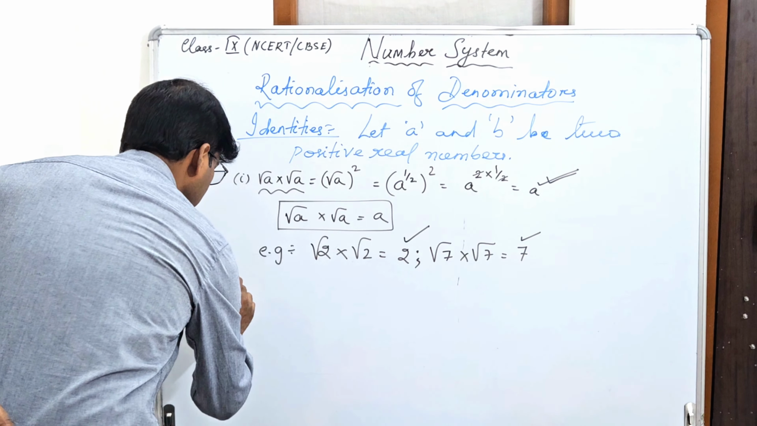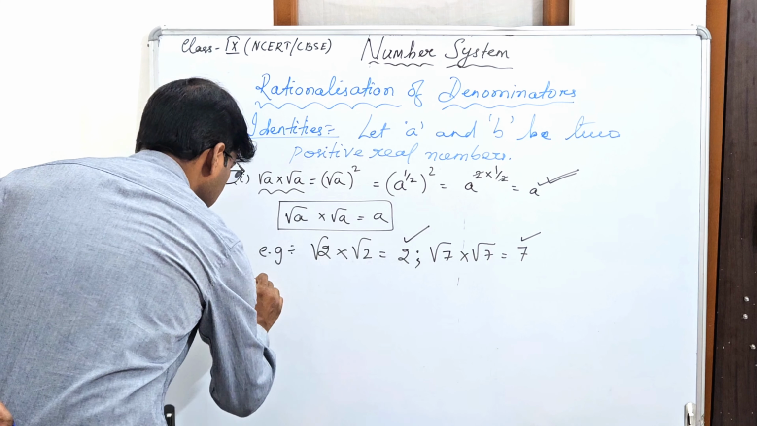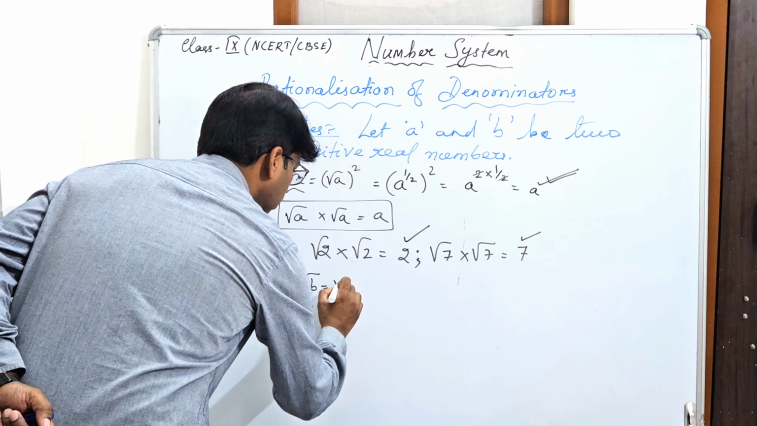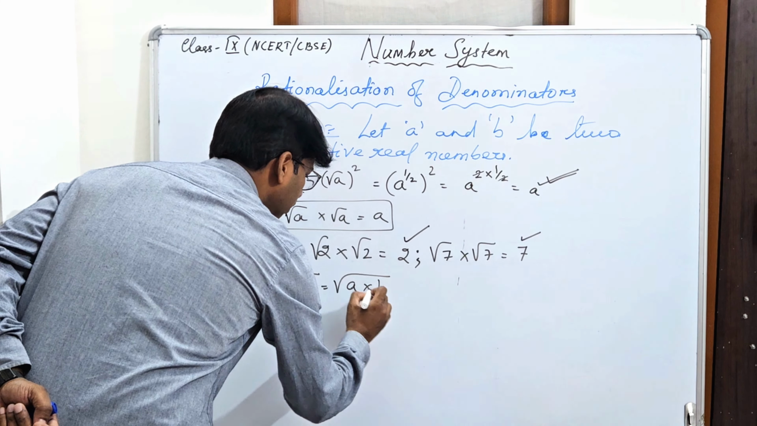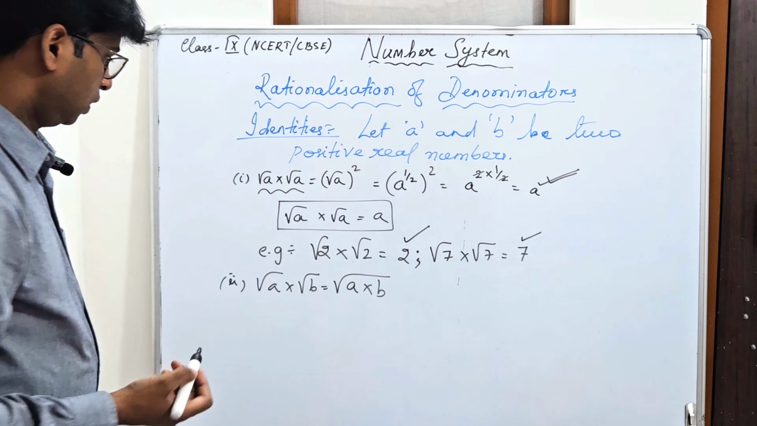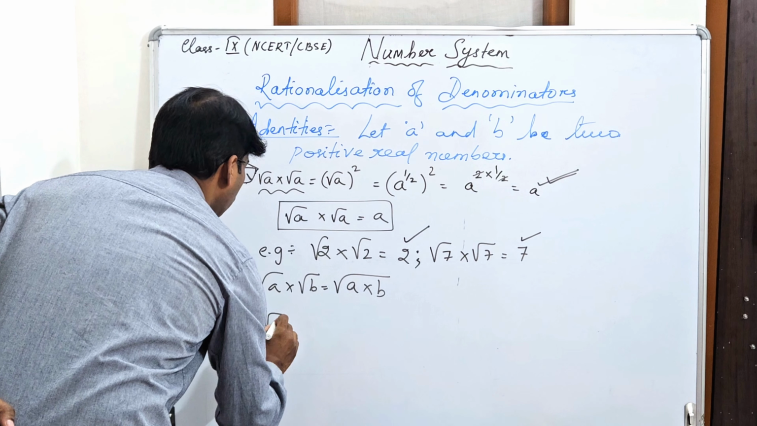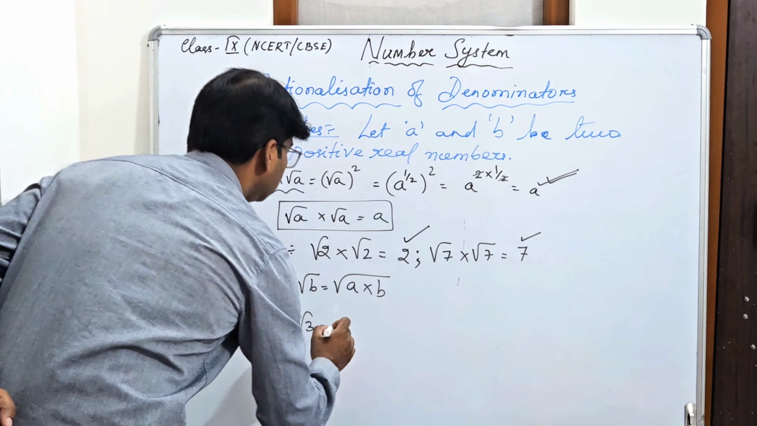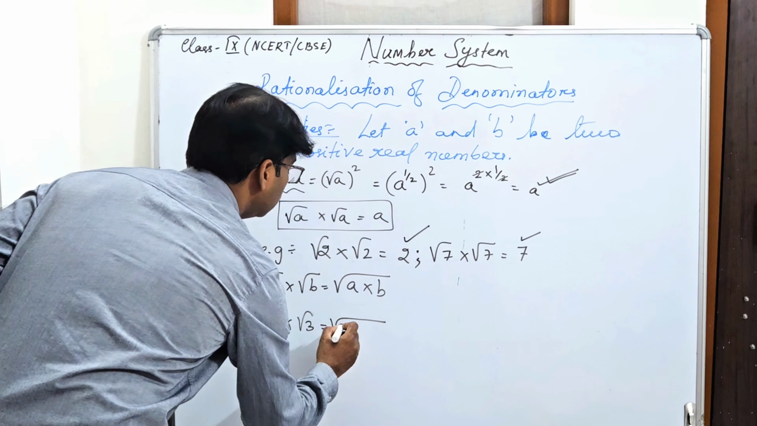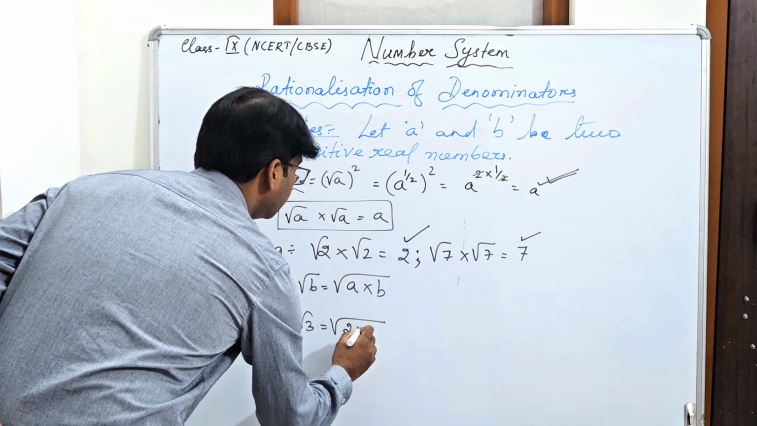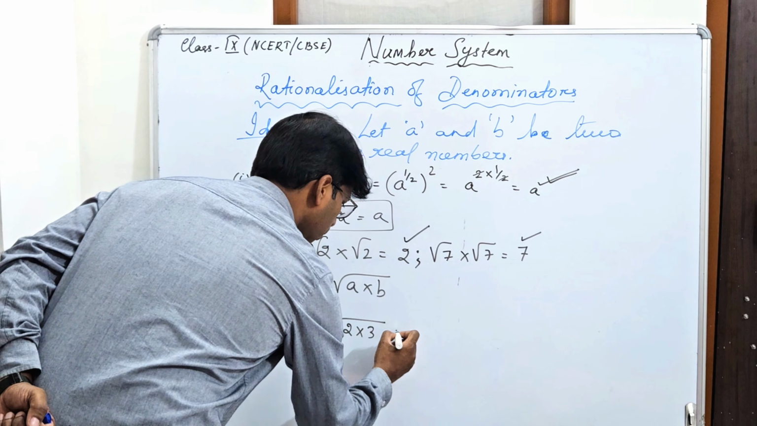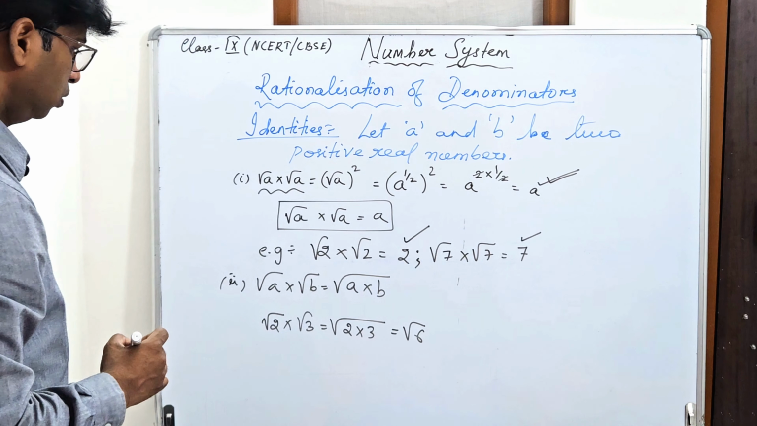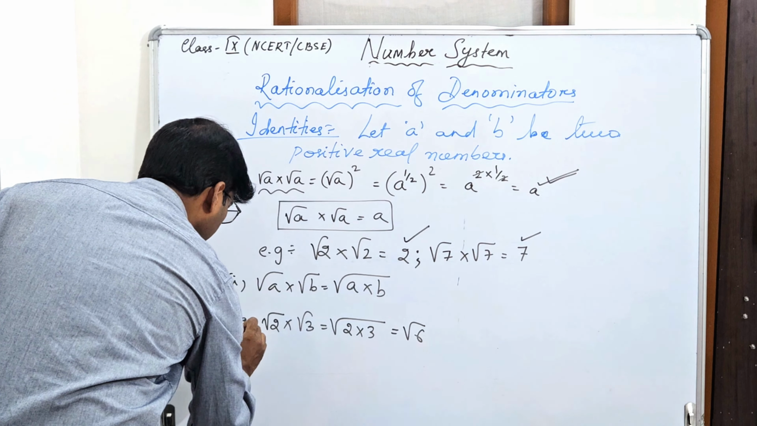The second one is root a into root b is equal to what? Root over of a into b. If one example is given, root 2 into root 3, what will be the answer here? It will be straight written like this: whole root over of 2 into 3 using this identity, and the answer will be root over of 6. Understood? I think so. Okay.